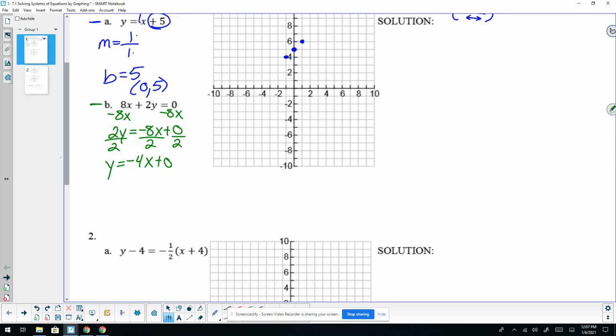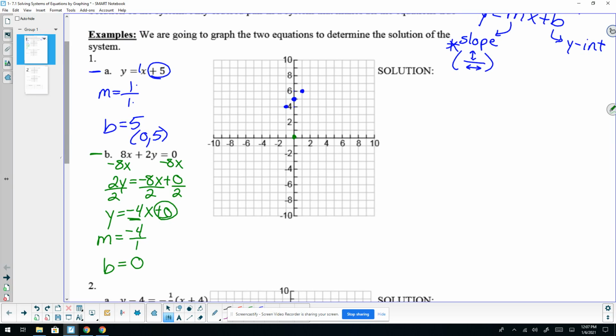So again, I'm going to identify my slope. My m is the negative 4 here, but I want to make it into a fraction, so negative 4 over 1. My b is 0. It's this right here. So I start at (0, 0), which is right in the middle. My slope tells me to go down 4, 1, 2, 3, 4, and right 1.